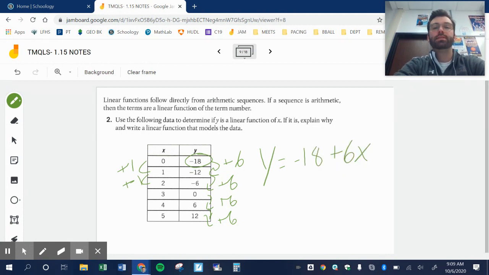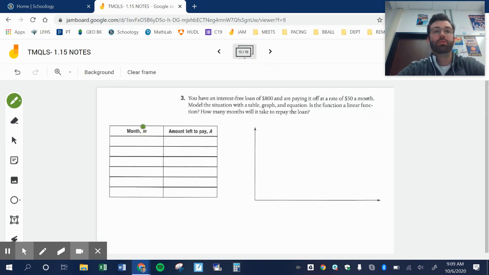It's x and y because that's what the table used. There may be tables that don't use x and y, in which case we'll use the letters they give us. It still technically means the same thing. X is our independent, y is our dependent. So if we look at this second example, m is our independent, a is our dependent. It says you have an interest-free loan of $800. You're paying it off at a rate, which is very important here, of $50 a month. Model the situation with the table and graph the equation. Is it linear? How many months would it take you to repay the loan?